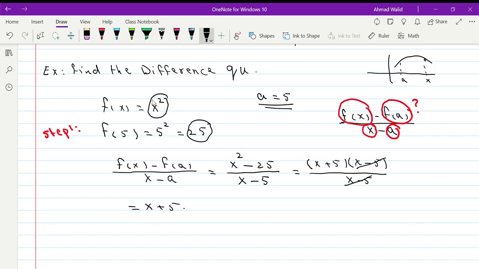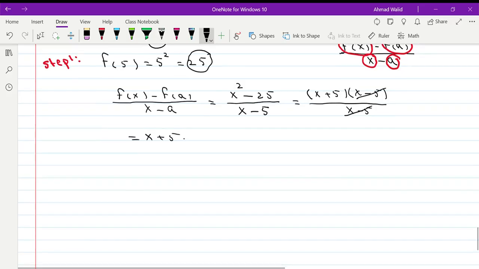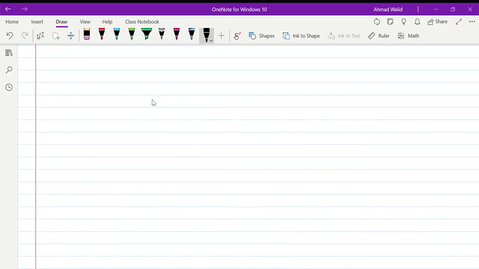Let's take a more complicated one. Example number 2, same thing, find the difference quotient, but this time using the actual formula. The function is given: f of x equals 2 over x. F of x equals 2 over x, right? Yes. They are asking you to find f of x plus h minus f of x over h.